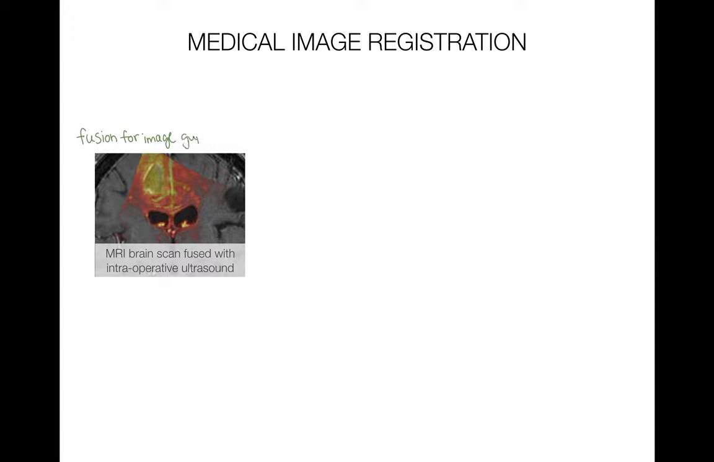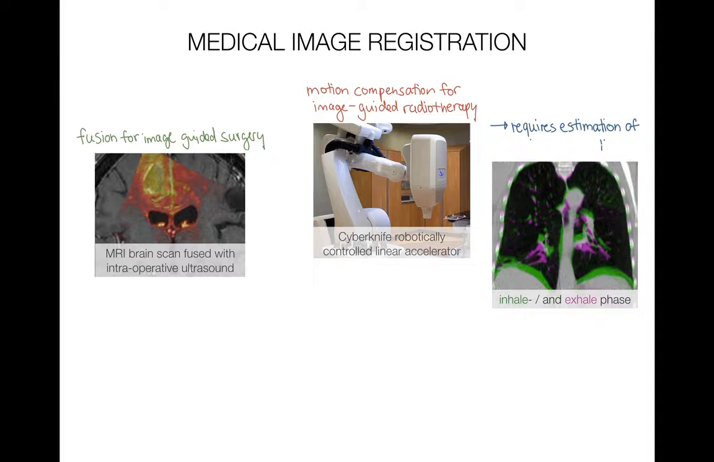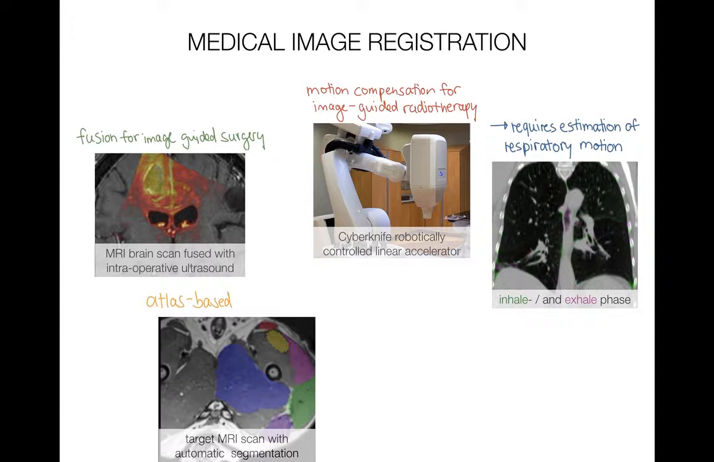It is useful for a number of important clinical tasks, including the fusion of images acquired from different modalities for image-guided surgery, to compensate motion for adaptive radiotherapy, for example using the CyberKnife. And for this, we need to estimate respiratory motion for a patient using 4D-CT. We can also use it to automatically segment images using expert annotations of training data and atlas-based segmentation.